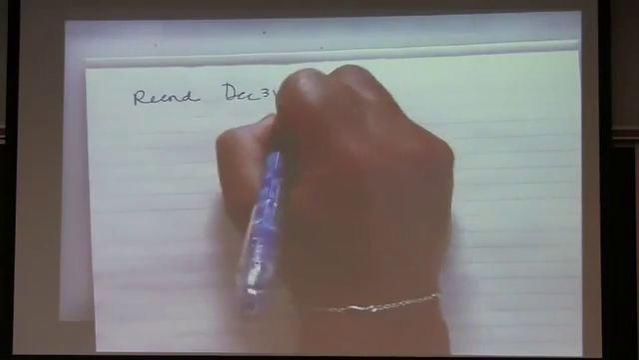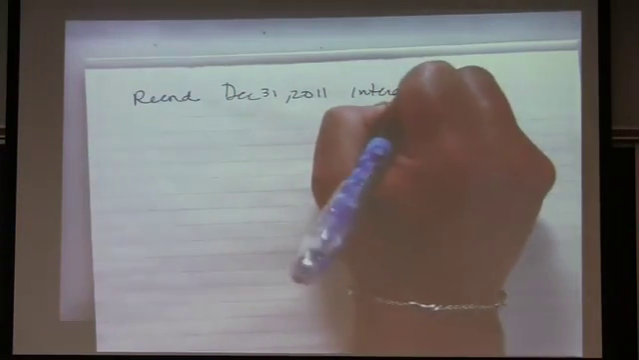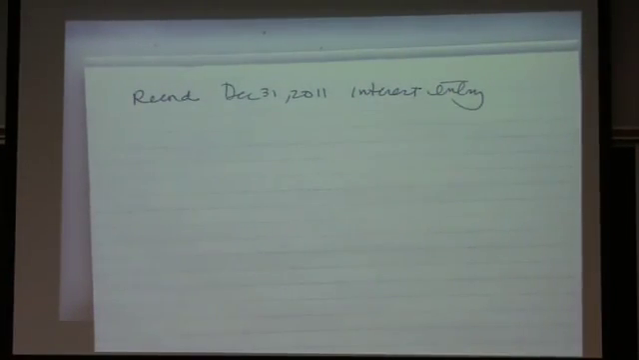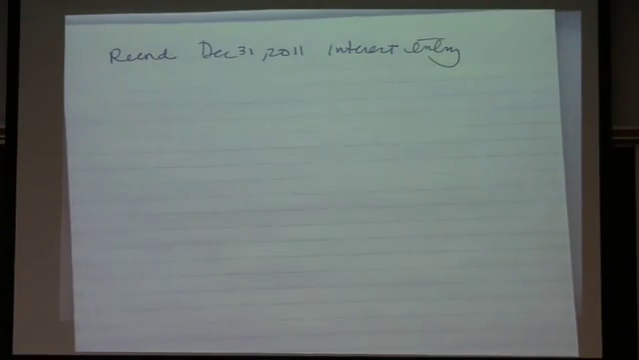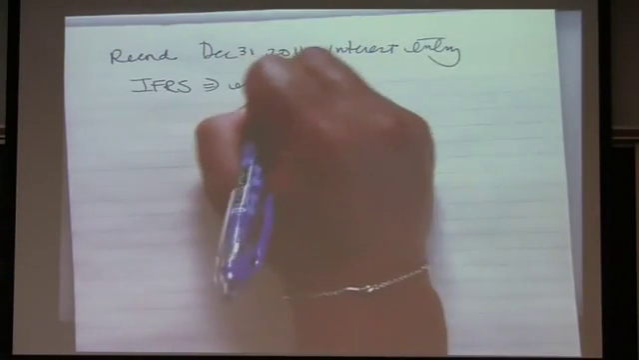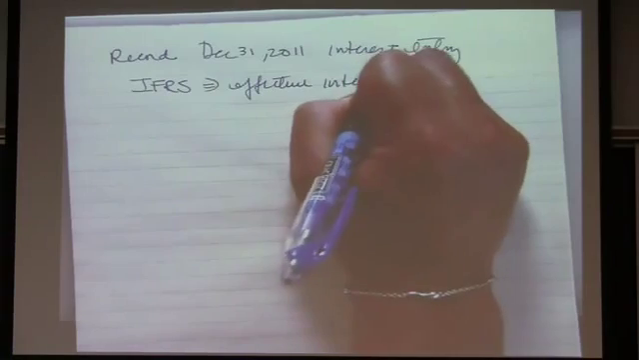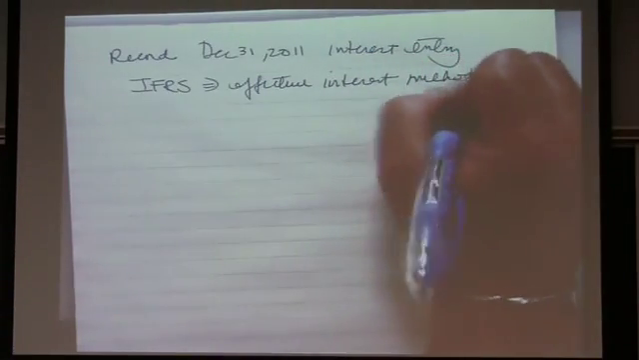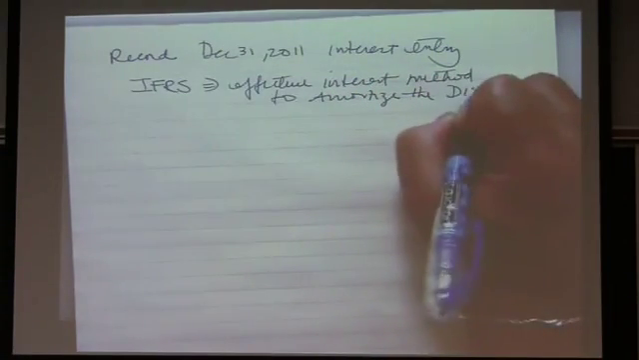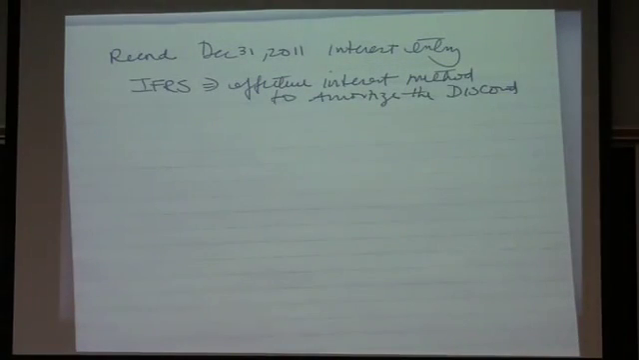So let's say we need to record the December 31st, 2011 interest entry. Now, under GAAP, under IFRS, the only method of choice is to use the effective interest method to amortize the discount and premium. But in our case, it's a discount, right? But it could have been a premium as well.